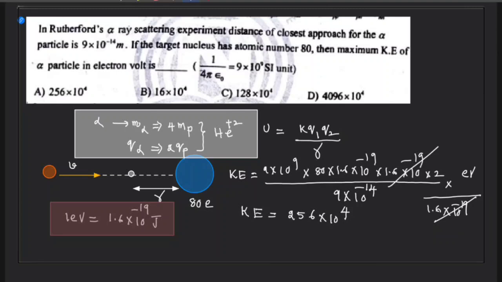There is no rule that this question must be repeated. So if there is another question based on the alpha particle, please keep all these logics in mind in order to solve it, right?